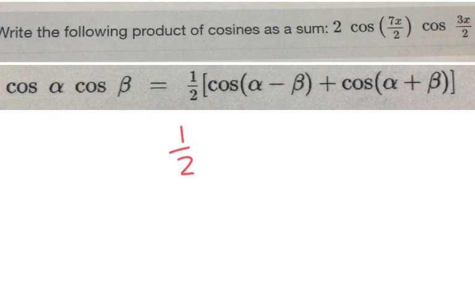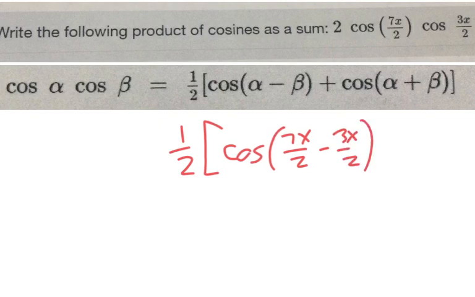So this would be 1/2 cosine of alpha, which is 7x over 2, minus beta, which is 3x over 2, plus cosine, just tell me what we're going to do in the end. 7x over 2 plus 3x over 2. Write the following product of cosines as a sum. Okay?